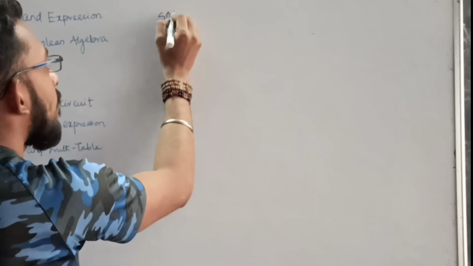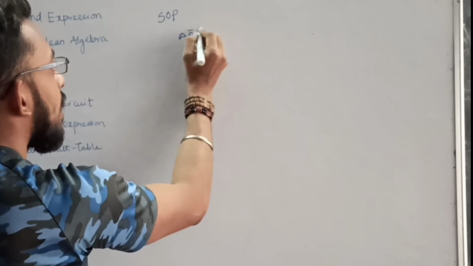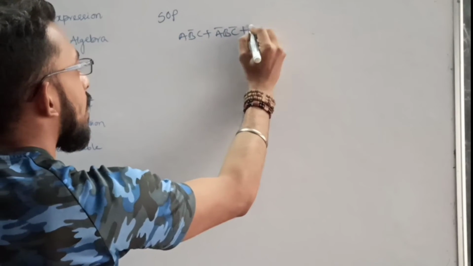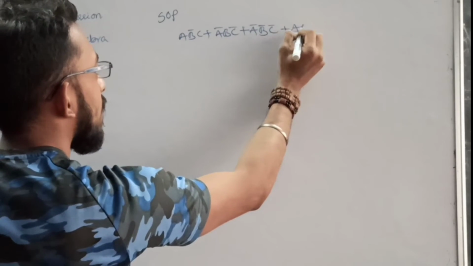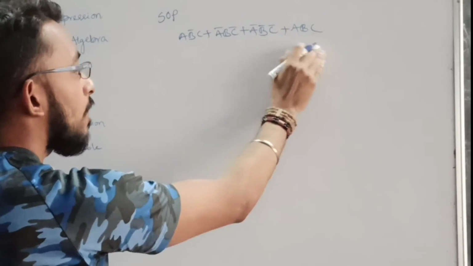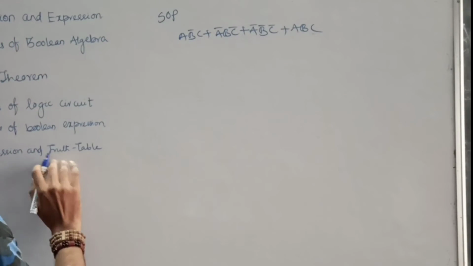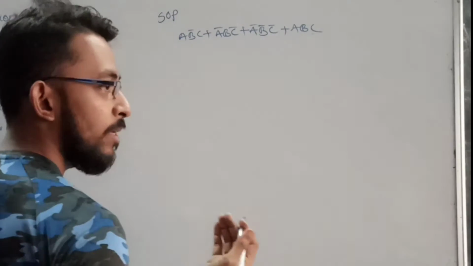Suppose you have a Boolean expression that is in sum of product form. Let's take A B bar C plus A bar B C bar plus A bar B bar C bar plus A B C. Suppose you have this SOP form. So you have to write this SOP into a truth table. So how to write this truth table?